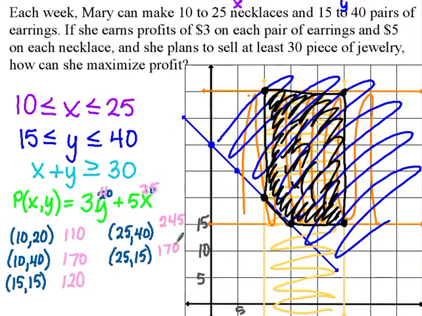So where are they going to make the most? 25, 40. Yep. So 25 necklaces and 40 earrings. Okay.